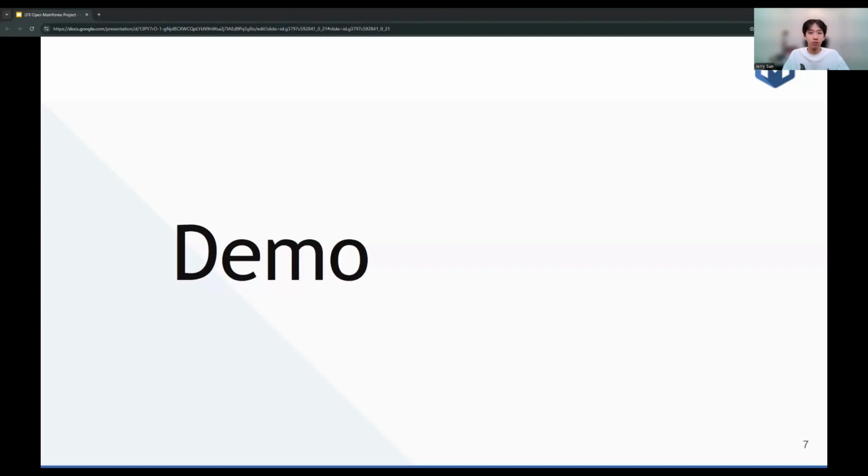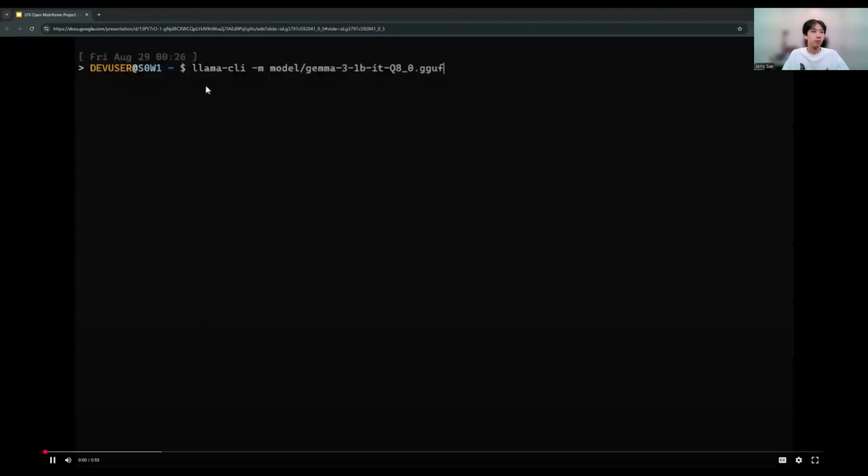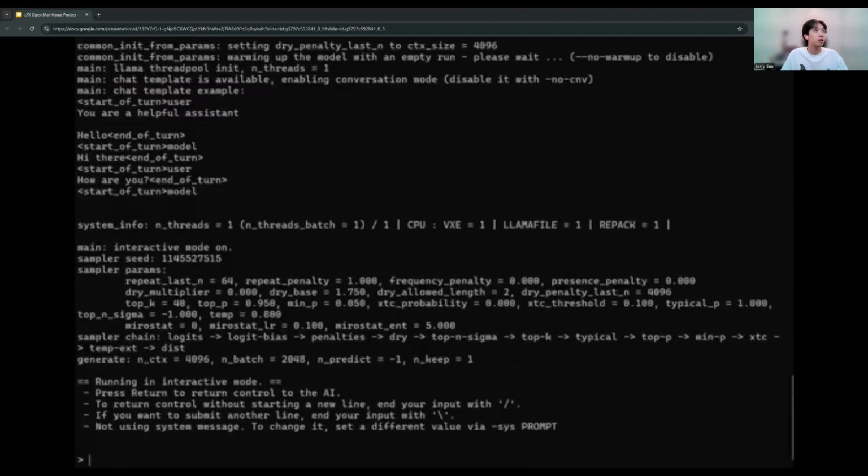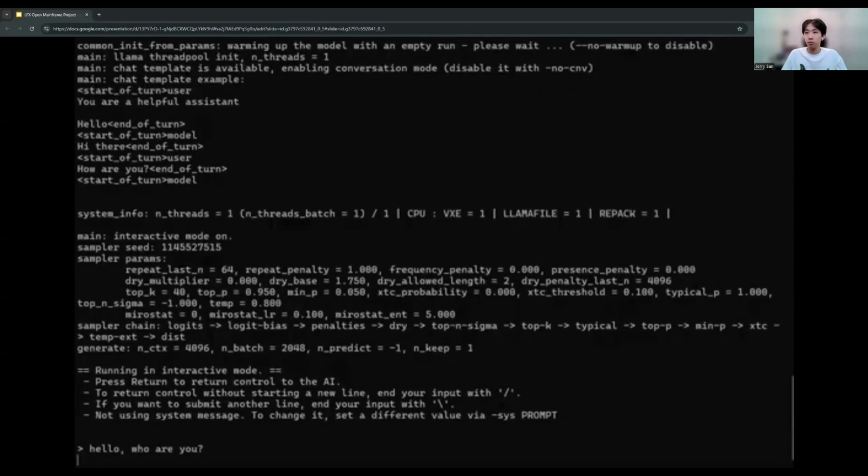So now we will dive into a demo demonstrating what the user experience is like for Llama CPP before including Bliss and after using Bliss. So this is the experience without Bliss. We will be running a Gamma 3 1B model. So we will first load the model and ask it a very simple prompt like, hello, who are you? So a very simple prompt, and we should expect something very fast from it.